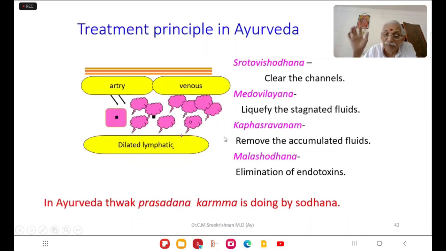So adapt all three. What treatment did I do? As I told you, clear the channels, liquefy the stagnant fluid, remove the accumulated fluid. That is Srotoshodhana, Medovilayana, Kaphasravana, Malashodhana, elimination of toxins. Here, Kaphasravana means removing the accumulated fluid. In Ayurveda, Prasadana Karma is done by Shodhana. Here Shodhana is what I told you: Raktamokshana, Vamana, Virechana. All these will clear the srotas, and the microcirculation and metabolism will be stimulated, and the skin will become normal.